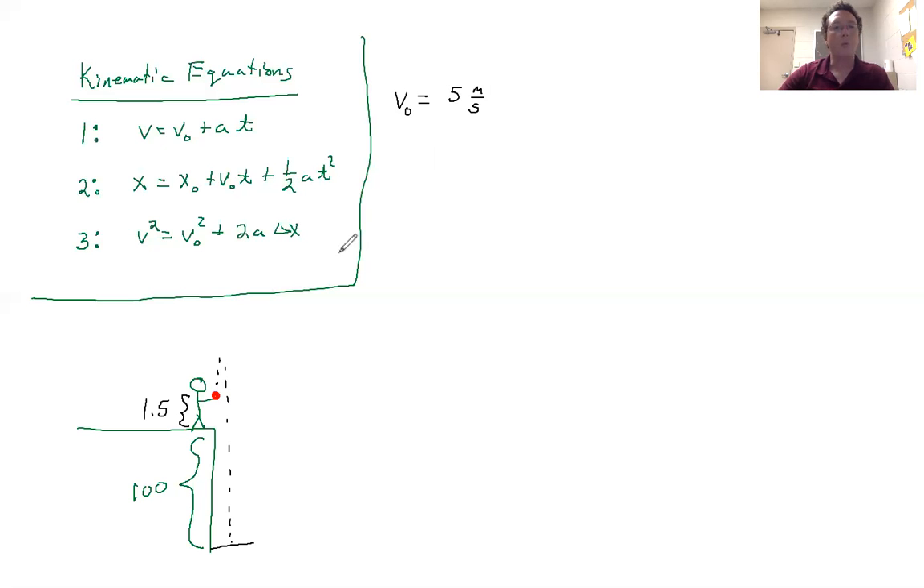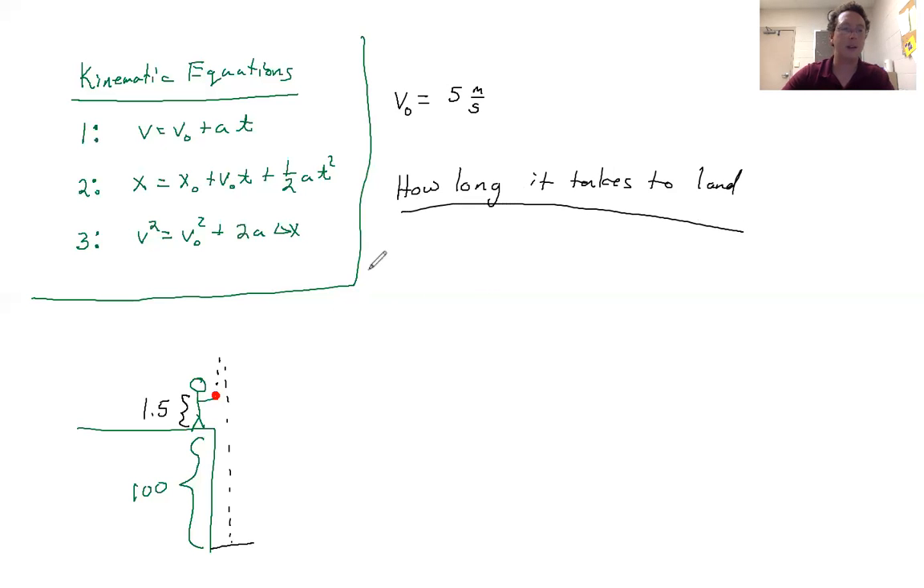Okay, so what we're trying to do is determine how long it takes to land. And we can find other things, but let's just do that. So that's our goal, to find that time. So we need an equation that involves time and other stuff.